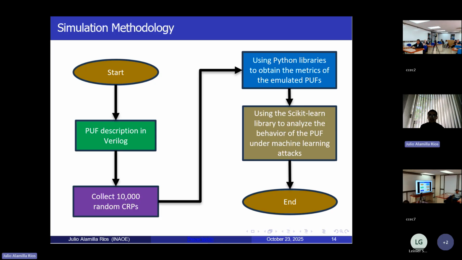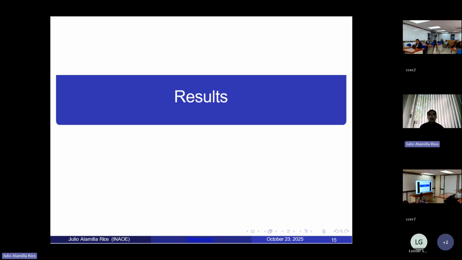Finally, with the scikit-learn library, the robustness of the architectures was evaluated against machine learning attacks, considering three attack types: support vector machines, or SVM, neural networks, and logistic regression. Once the methodology was defined and the simulations were completed, the analysis of the obtained results was carried out. In this section, I present the main metrics and the observed behavior of each evaluated architecture.